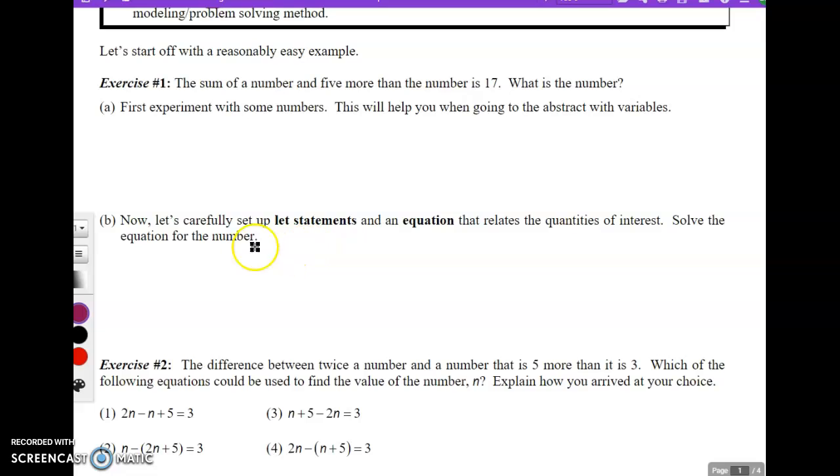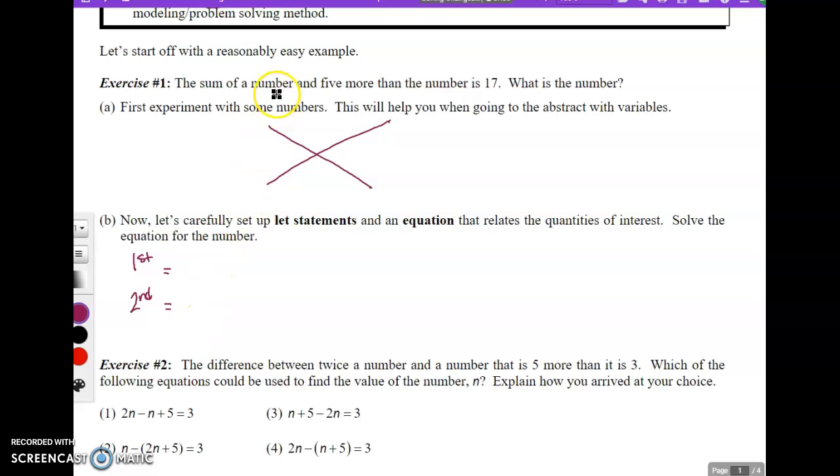Okay, so let's start with an easy example. The sum of a number and 5 more than the number is 17. So what is the number? All right, now we could do some guess and check, but this is algebra class, so we're actually going to write an equation. The sum of a number and 5 more than the number is 17. So we're actually looking for two different numbers. We have the first number and we have the second number.